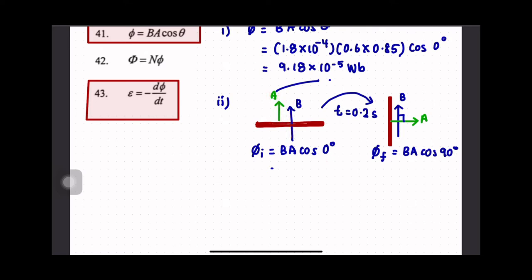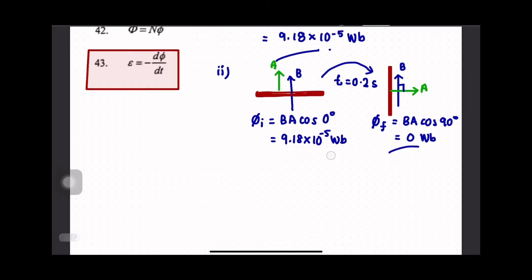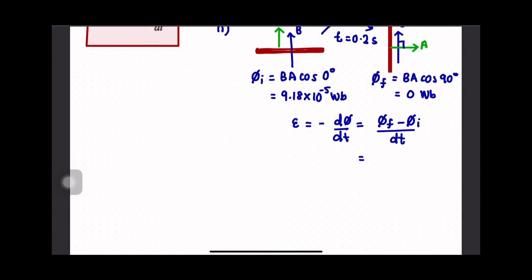Jadi, flux initial adalah 9.18 kali 10 kuasa negatif 5 yang kita kira kat soalan A tadi. Untuk final flux dia adalah 0 Weber sebab cos 90 adalah 0. Okay, nak kira induced EMF. Induced EMF sama dengan negatif dΦ per dt. Maksudnya ada perubahan flux. Flux final tolak flux initial bahagi dengan dt. Jangan lupa negatif kat sini. Negatif, flux final 0 tolak dengan flux initial.